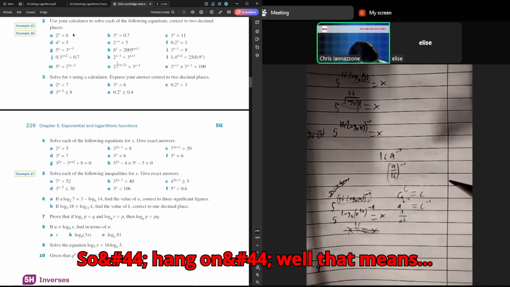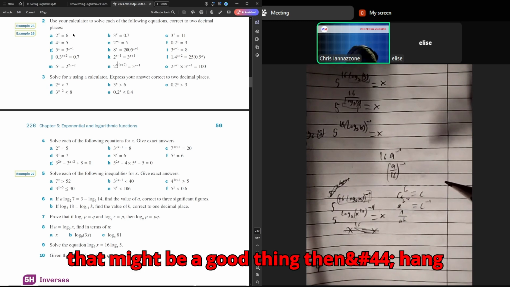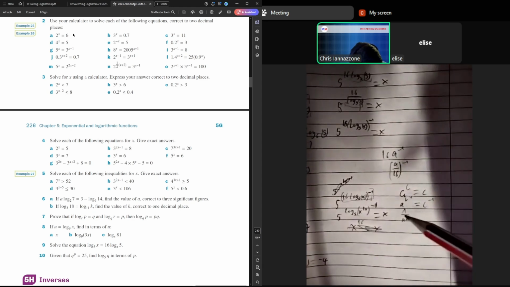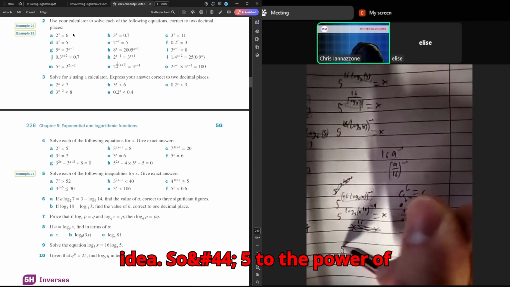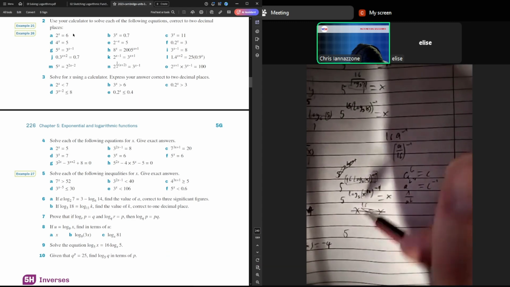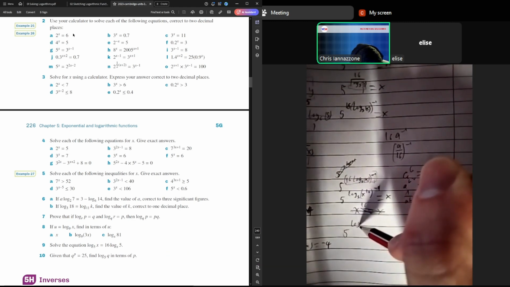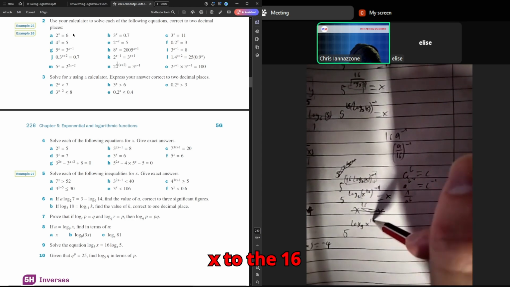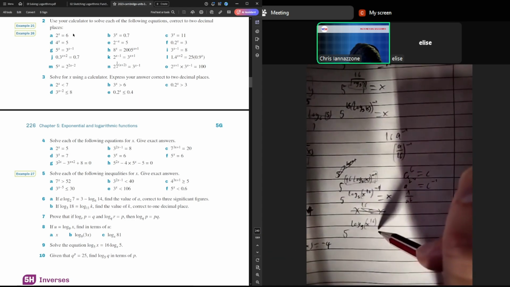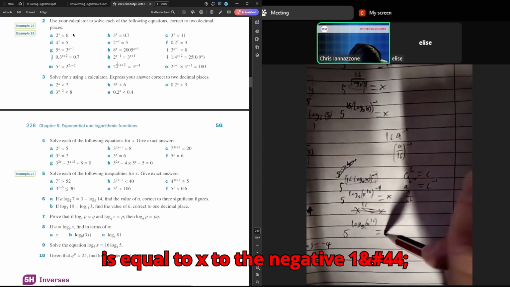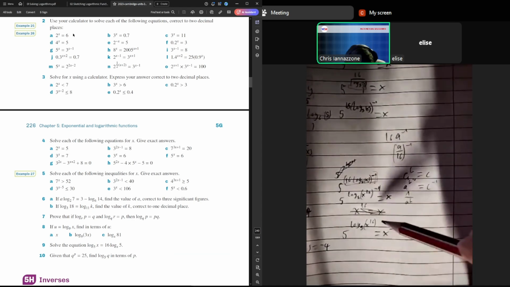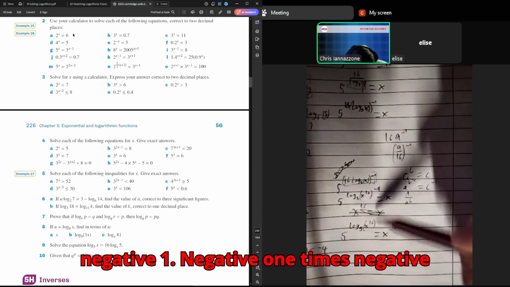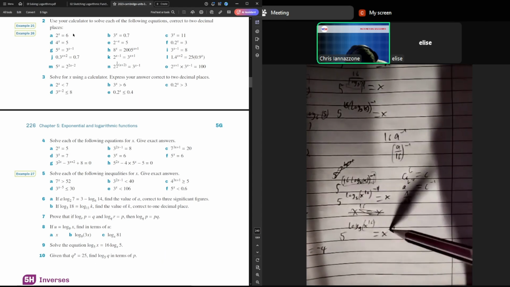So, hang on. Well, that means that might be a good thing then. Hang on. Yeah, so what if we. Okay, yeah, that's a very good idea. So 5 to the power of log 5 x to the 16 is equal to x to the -1. Because if you raise both to the power of -1, -1 times -1 gives you the cancel out.